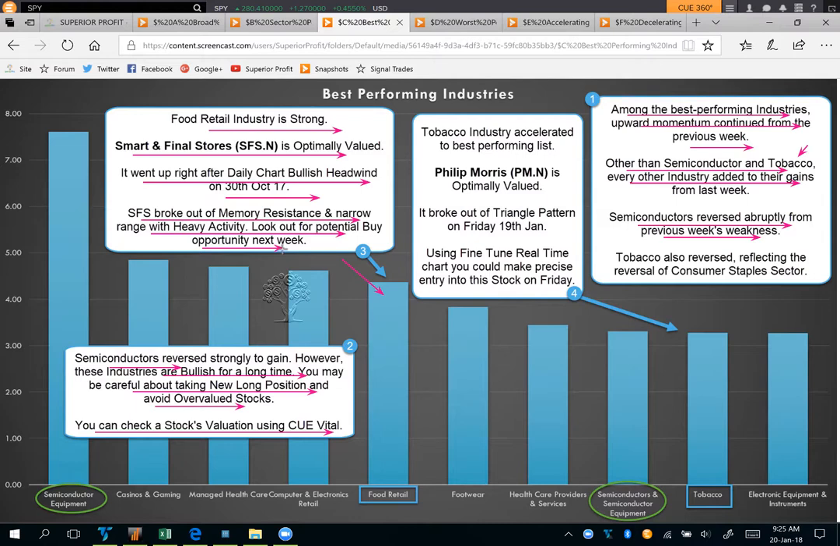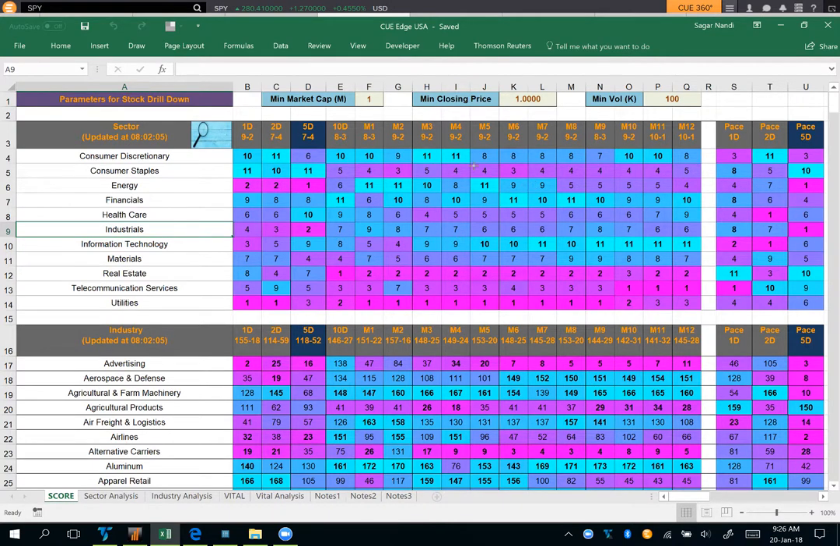Let's use QH to drill down from the consumer staples sector to its industries, and further drill down into the food retail industry, identify SFS, and finally look at its technical charts. Every time we open QH, it analyzes the 11 economic sectors and more than 170 industry groups across 12 monthly review periods, and then more frequently over 10 days, 5 days, 2 days, and even 1 day.